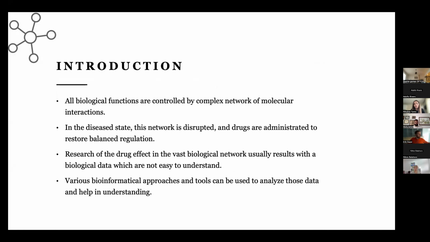However, application of a drug means an additional factor in an already vast network, and therefore research of the drug effect usually results in biological data which are not that easy to understand. Various bioinformatical approaches and tools can be used to analyze those data and help us in understanding. That's what we did in our research on halogenated pyroxene. We used the help of bioinformatical tools to understand its effect.